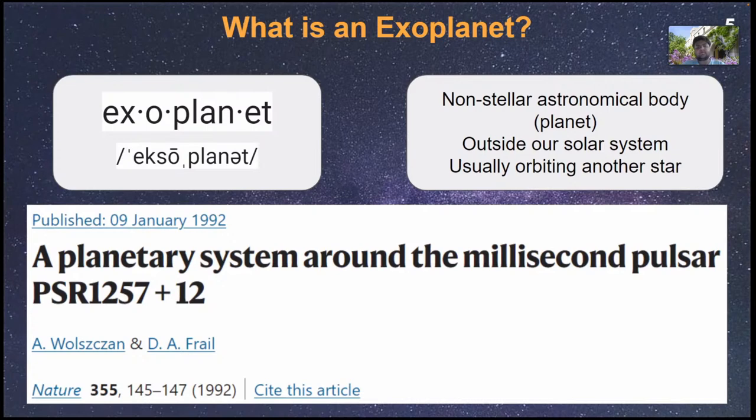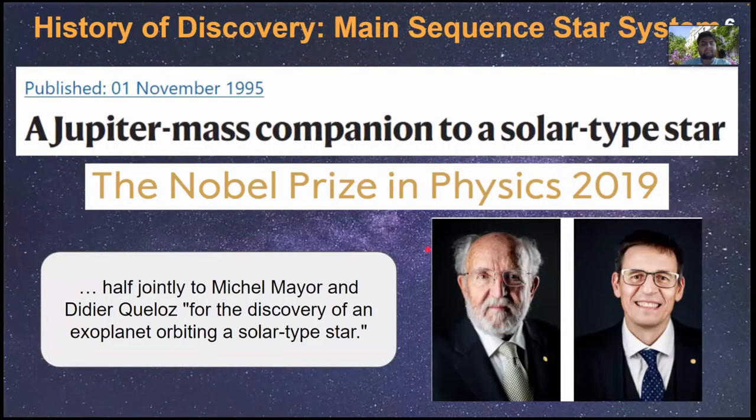Exoplanets are non-stellar astronomical bodies, which basically means a planet present outside our solar system. They're usually found orbiting other stars, though some have been found not gravitationally bound to any other body. The first exoplanets were discovered in the 1990s, as you may have heard before. The first planetary system was found around a pulsar, and the first planetary system around a solar-type star was found later in the same decade.